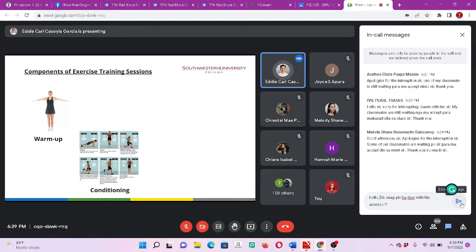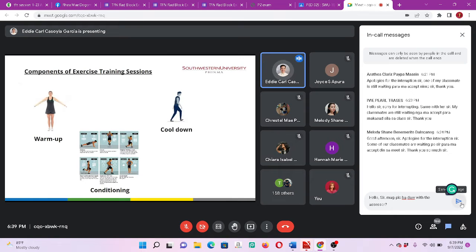So after warm up, go straight to your conditioning. Okay, that's the specific plan of your program. And after doing the conditioning, do not rest, do not sit down, do not drink water. Okay, but go to cool down immediately so that all your heart rate will become normal again.